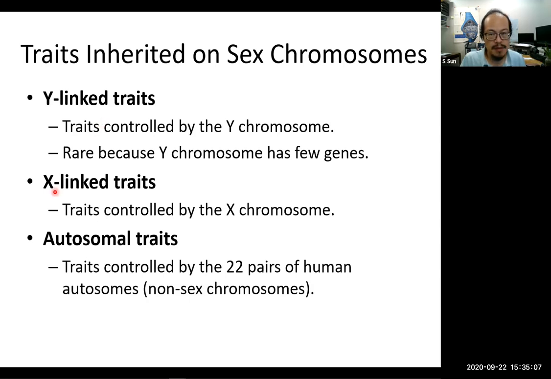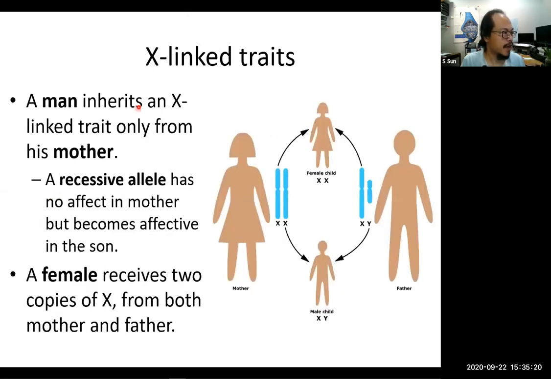X-linked traits can appear in both males and females, but they relate more to mother and son. The reason is X-linked traits. So in the daughter, let's see the daughter. A daughter gets one X from the mother and one from the father.